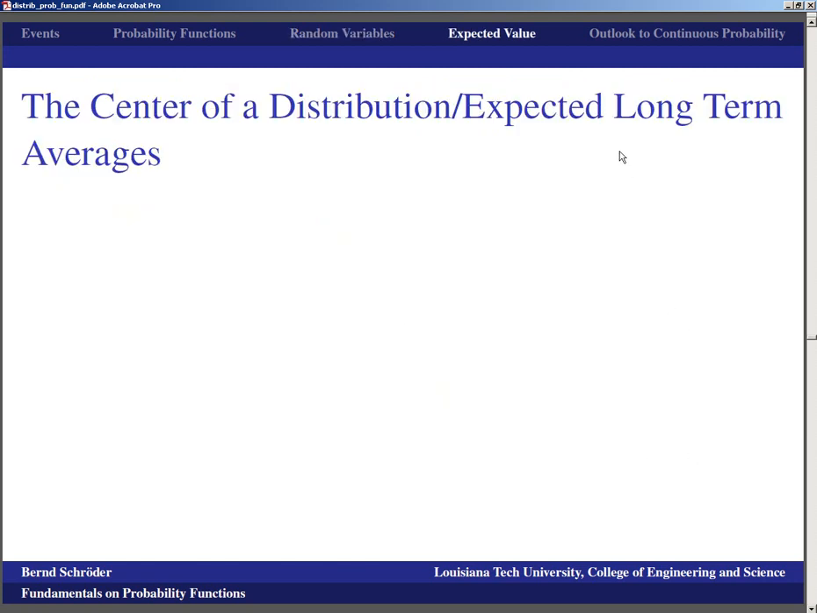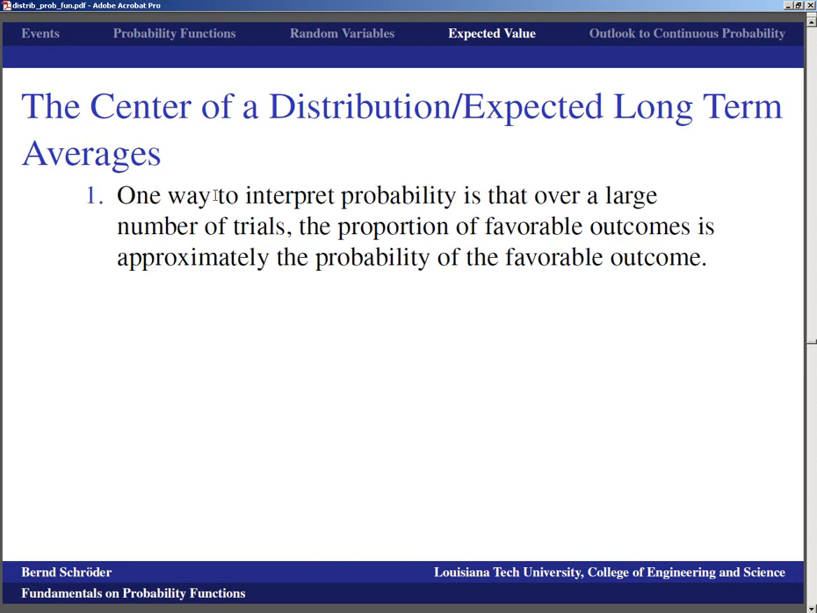So what insurance companies are interested in, what the gaming industry is interested in, and also what industry is interested in when it comes to equipment, is the center of the distribution and the expected long-term average of what is going to happen in a game of chance, in insurance payouts, and with equipment, how much repair costs you will have in the long run.